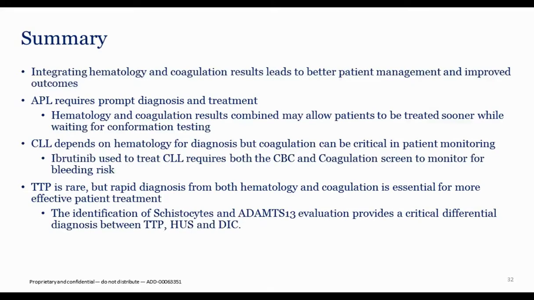And then finally, in those patients with TTP, even though TTP is a rare condition, the presence of these RBC fragments that we see on our peripheral blood smear and the RBC fragment flag that's available on some analyzers may provide an indication of the presence of TTP in these patients. In addition to looking for these fragmented red cells, we know that routine coagulation tests that are combined with an ADAMTS13 evaluation also provide critical differential diagnosis between TTP, HUS, and DIC.